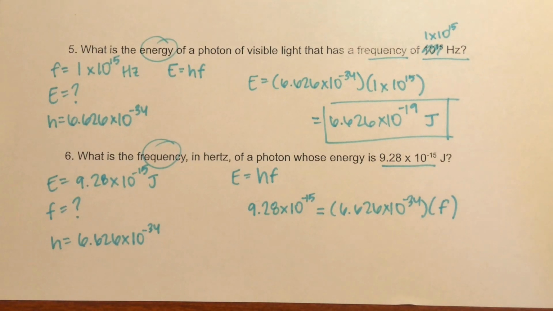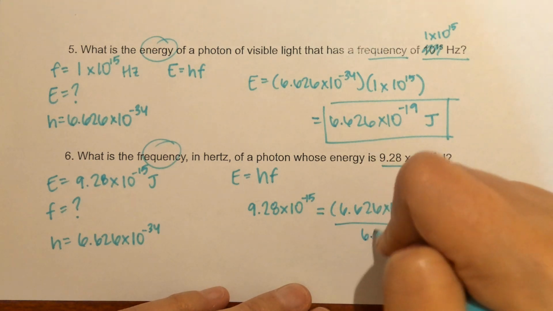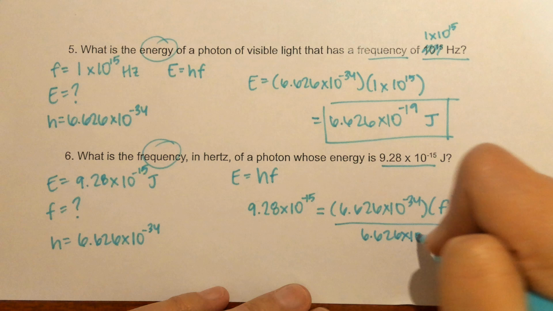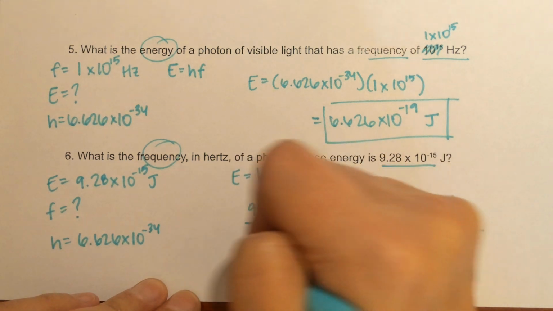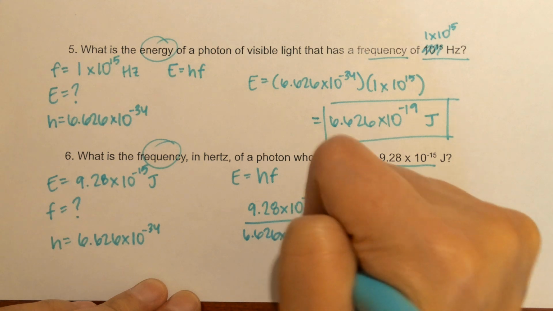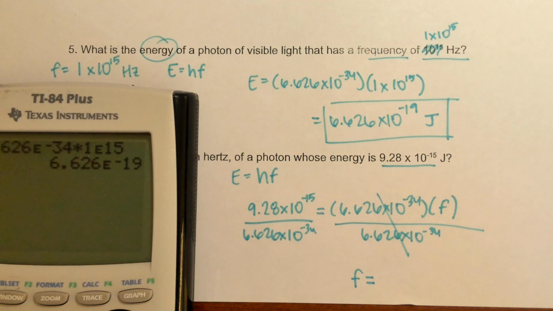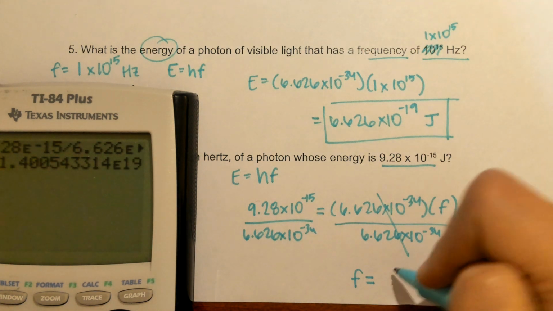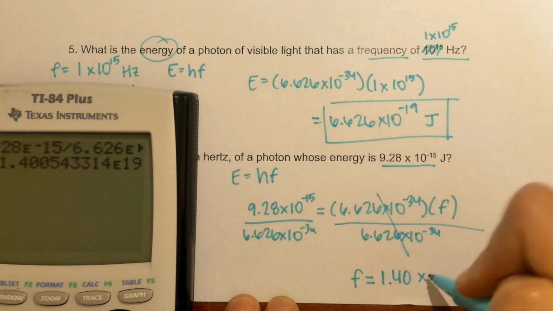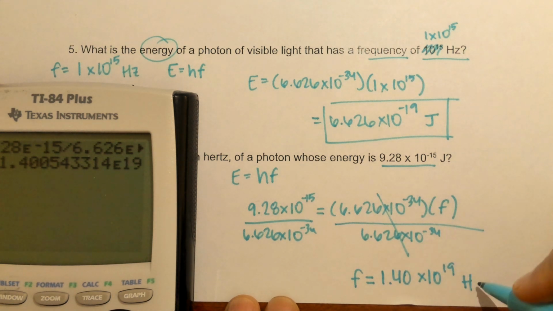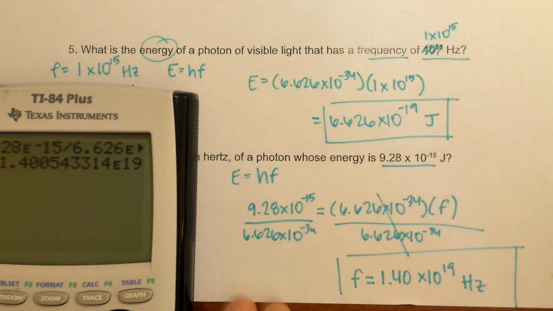And now to get F by itself, again, algebra from here, you divide on both sides. So when I do that, I should get 1.4 times 10 to the power of 19. It's measured in hertz.